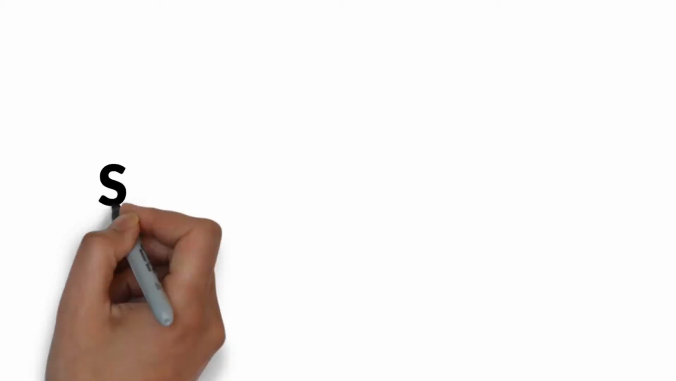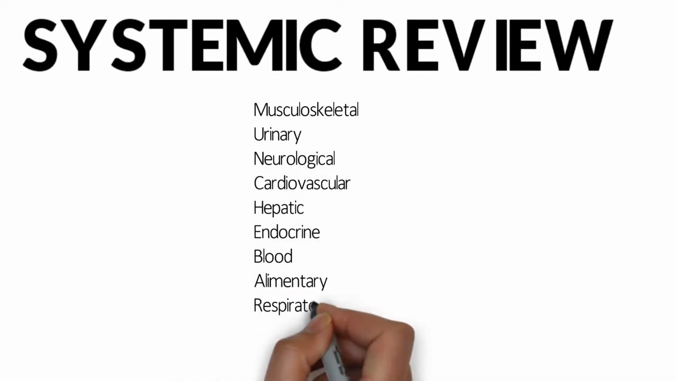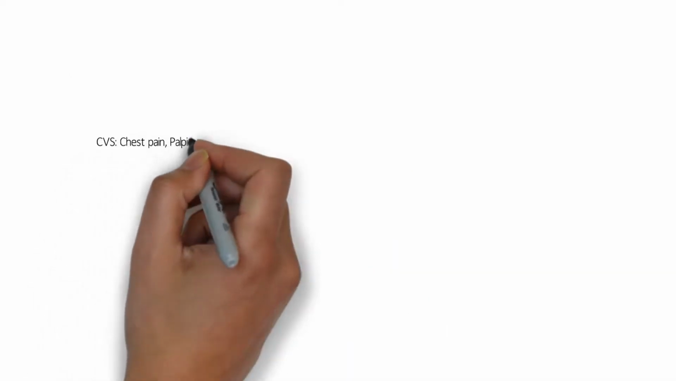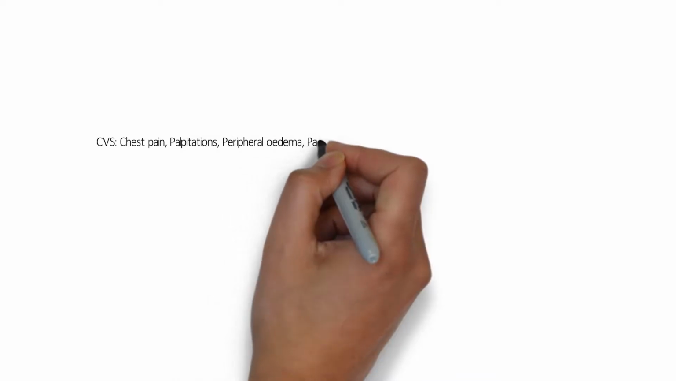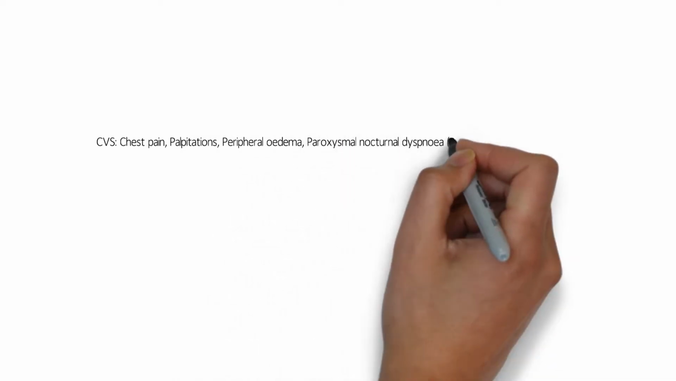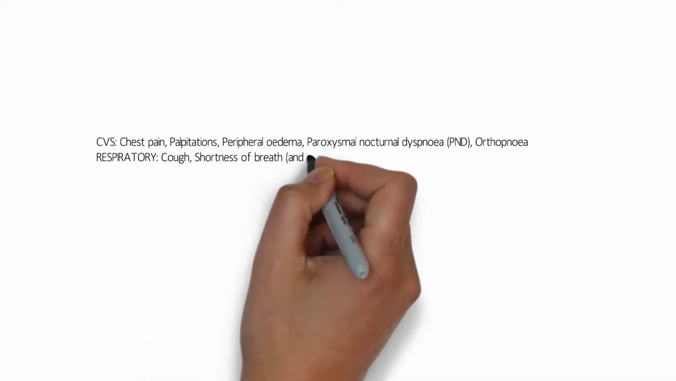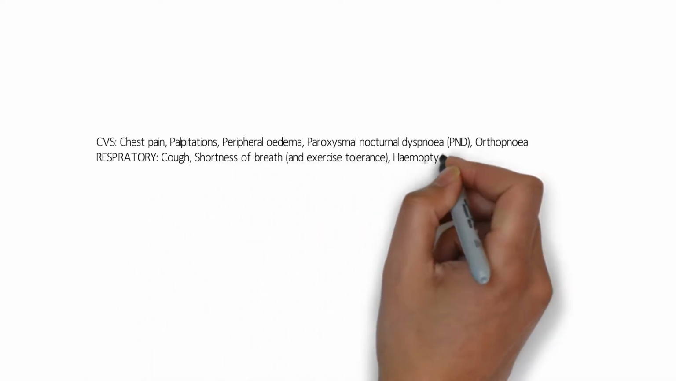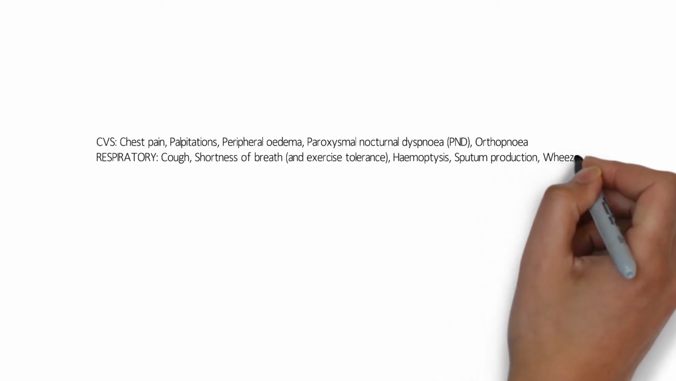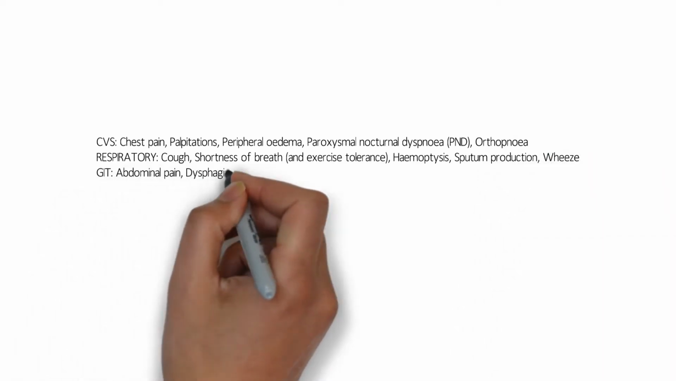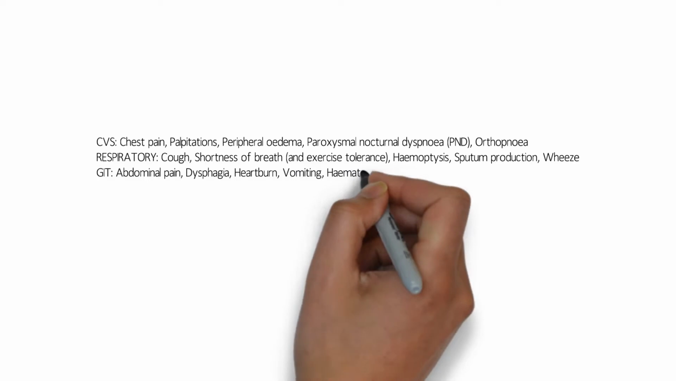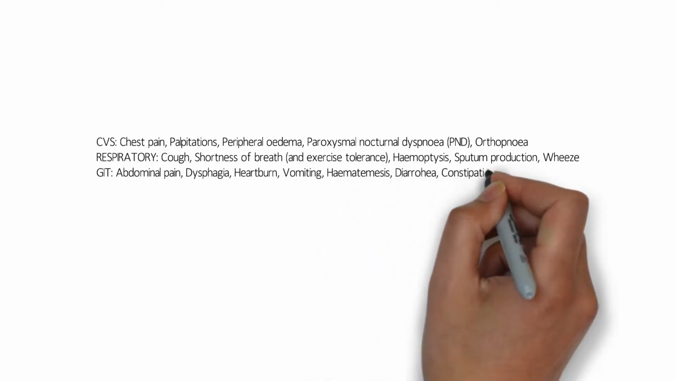Then we move to the systemic review. In systemic review, we go through a list of symptoms for major systems of human body. Starting with cardiovascular, we ask for chest pain, palpitations, peripheral edema, and orthopnea. For respiratory, ask about cough, shortness of breath, sputum production, and wheeze. For gastrointestinal, ask for abdominal pain, rectal bleeding, constipation, heartburn, and vomiting.